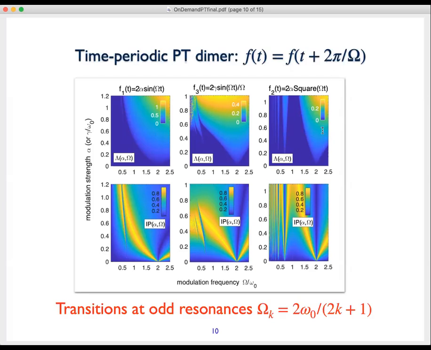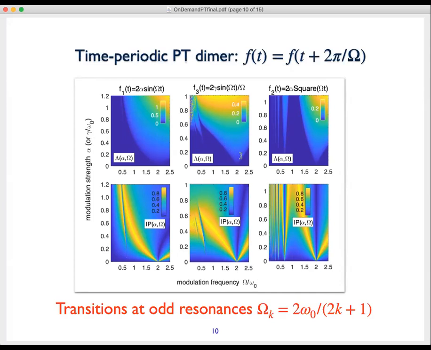The common feature in each of these that you will see is that when you are near a frequency ratio of 2, in other words, capital omega equals 2 omega naught, which is the gap of the system in some quantum language, then even at arbitrarily small non-hermiticity, you get a PT broken region.